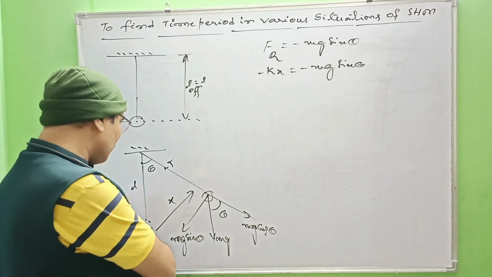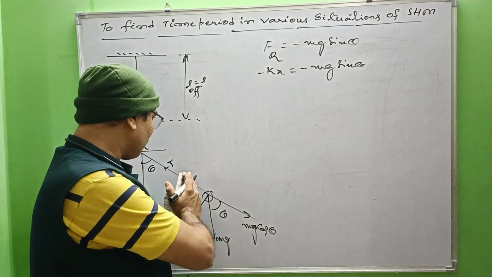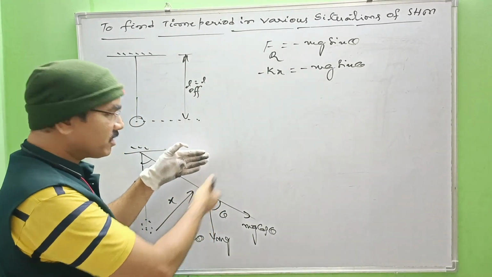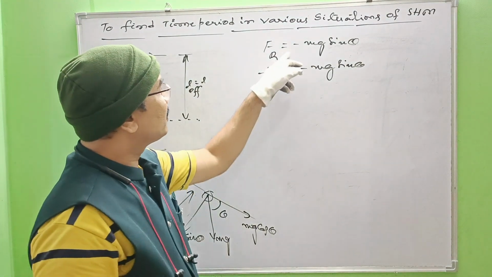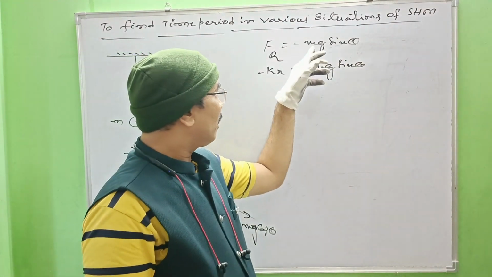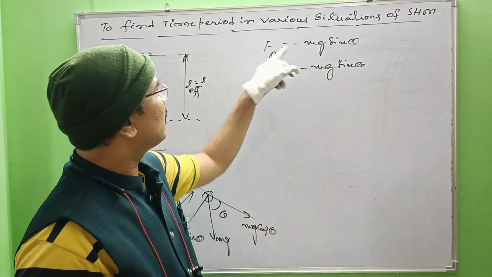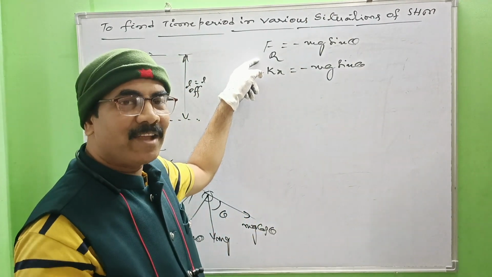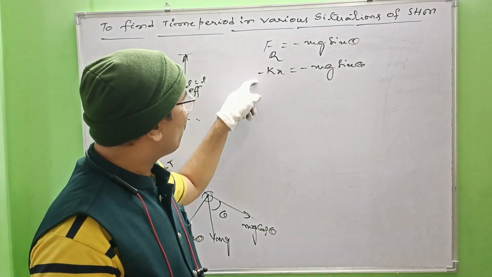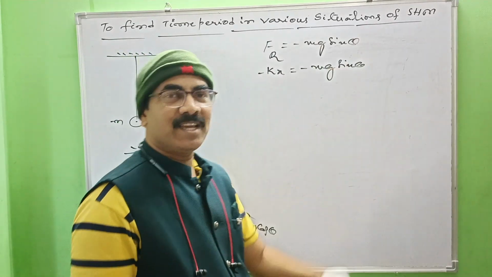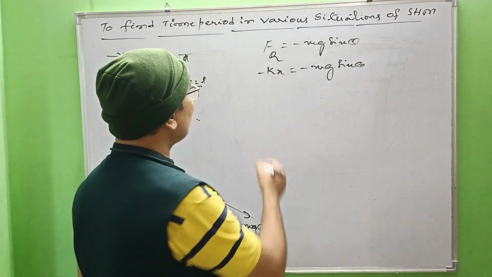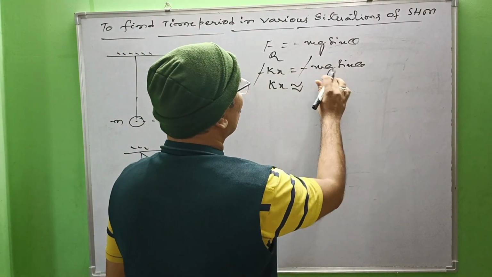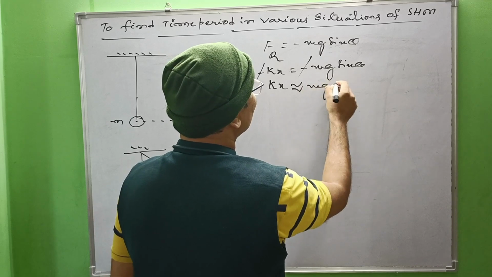Retarding force. Why? Because it is deviated from its mean position. See, the direction of motion is this way, but the force is opposite to the direction of motion. That's why this is the restoring force, otherwise the retarding force also. So that's why we have to consider the negative sign. Now as per F equal to minus kx, Fr is replaced by minus kx, equal to minus mg sin theta. The minus signs cancel here. We are left with kx approximately equal to mg sin theta, which can be written as mg theta.